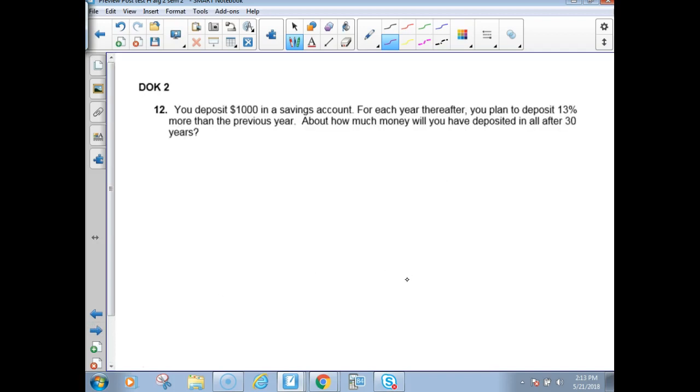Okay, 12, you deposit $1,000 in a savings account. Oh, this is the amount in the account. Remember, it started off with what you have in your account initially. So I must start with 1,000. For each year after, you plan to deposit 13% more than the previous year. Okay, so we're going to be adding on 13%. So 1 plus 0.13, and that would be to the time t.